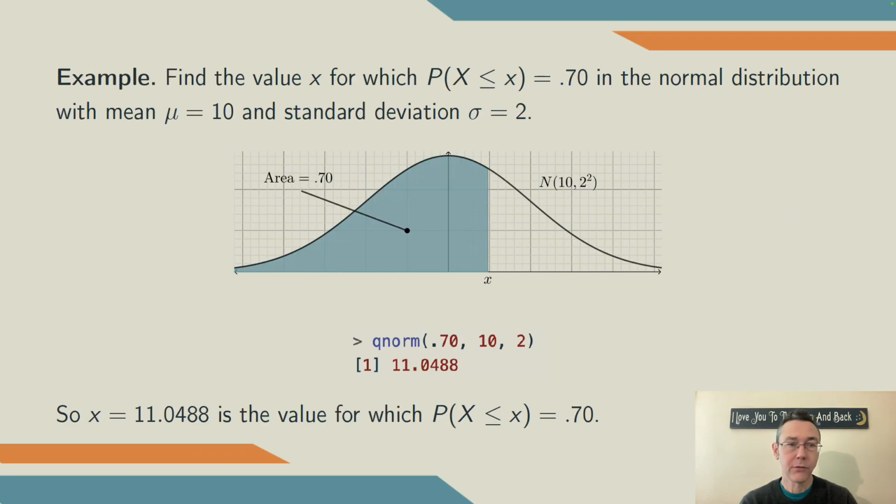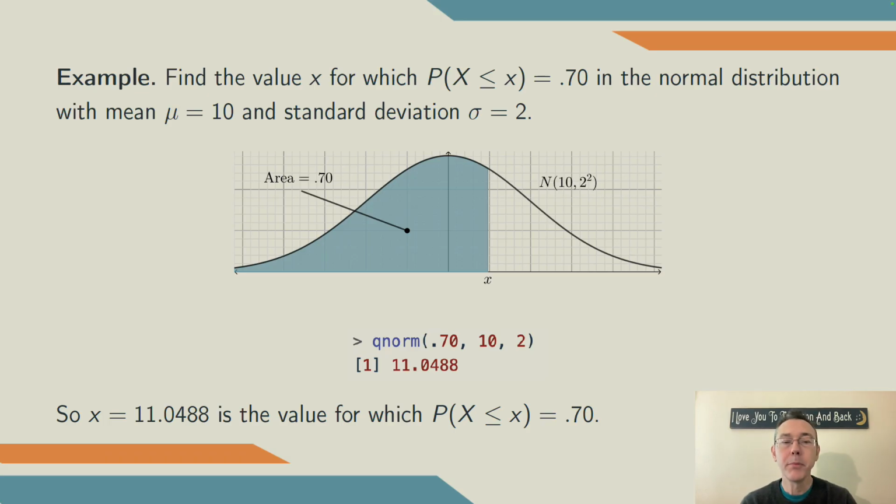For instance, let's find the value x for which the probability of getting a random value less than or equal to x is 0.70 in a normal distribution with mean 10 and standard deviation 2. So I've drawn a picture here. I have tried to shade, roughly speaking, the x value that has about 70% of the area to the left.